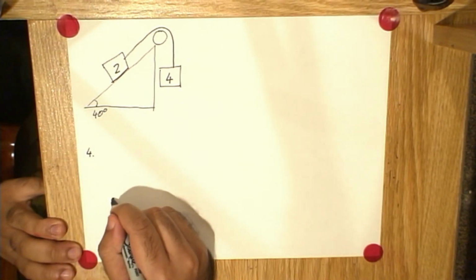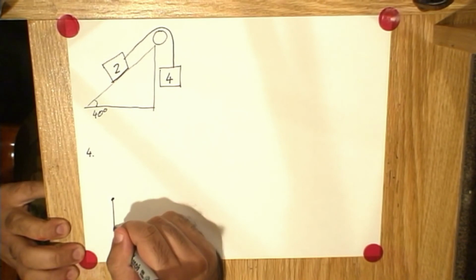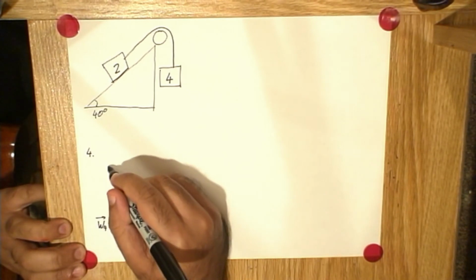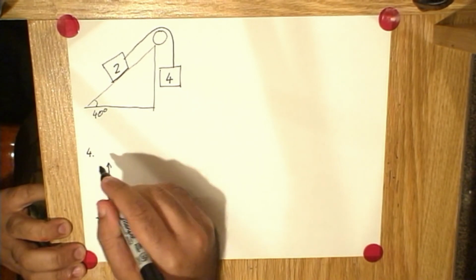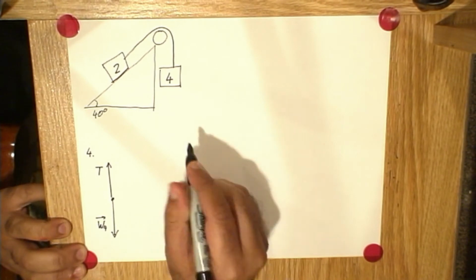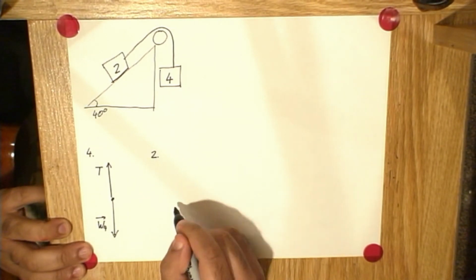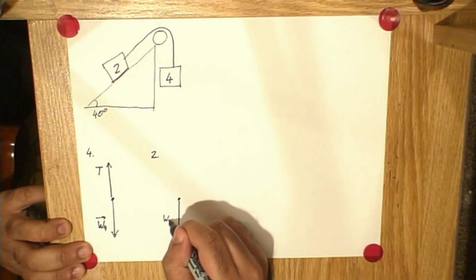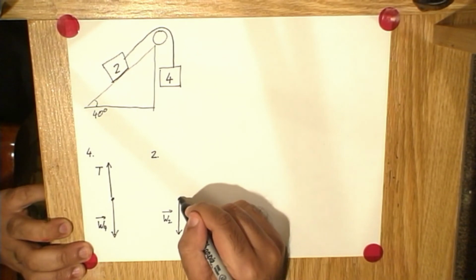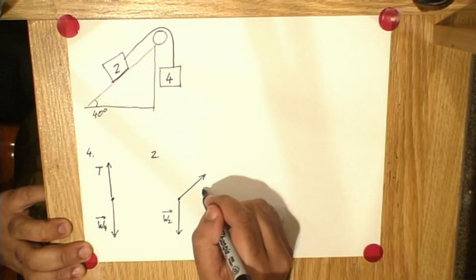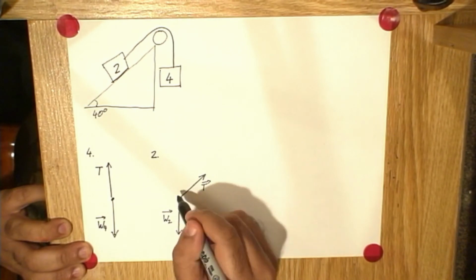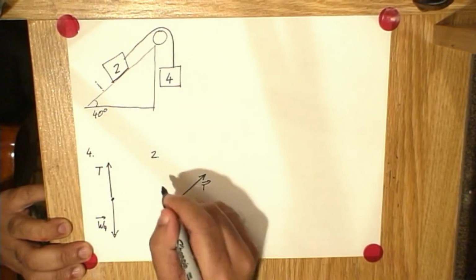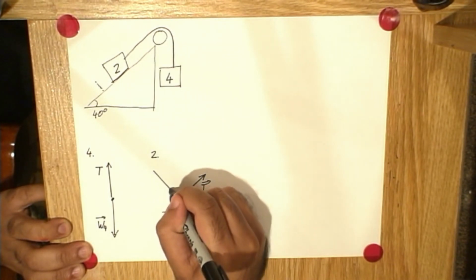The 4 kilogram object is going to have a weight force pointing down and a tension force pointing up. By contrast, the 2 kilogram object is going to have the weight force pointing down, a tension force that points in the direction of the rope, and a normal force that points at 90 degrees to the surface of this ramp, so somewhere off in this direction.